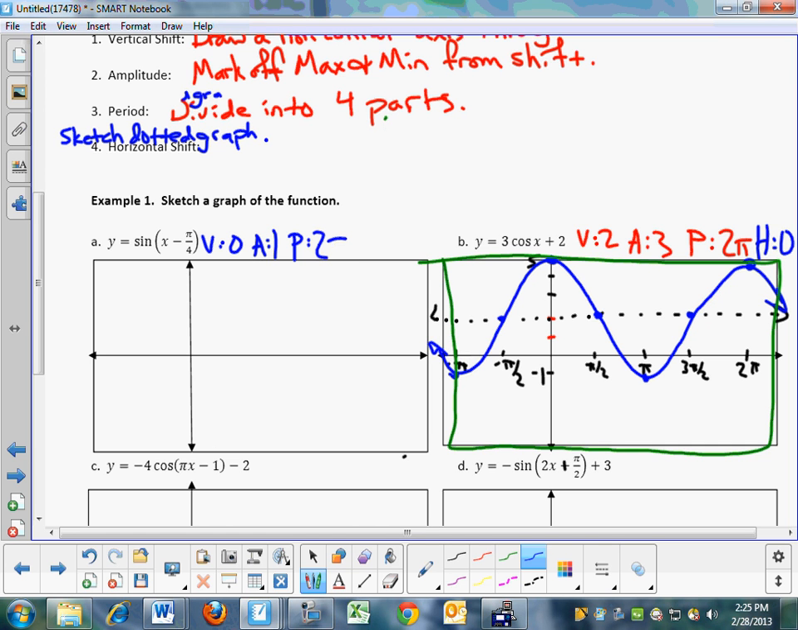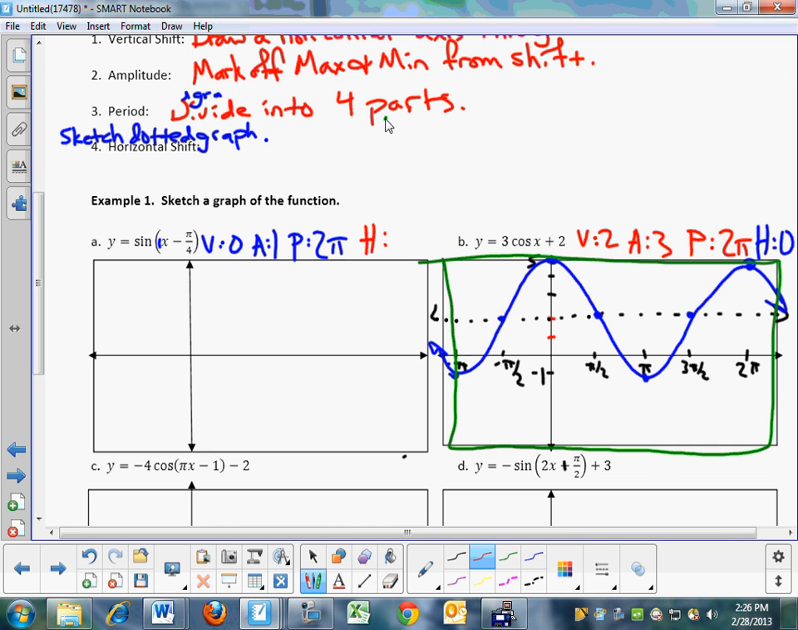2 pi. Now this is where people made mistakes second hour. It's the 1 in front of here that you're using for 2 pi divided by b. It's not the pi over 4. That's your c value. Okay, so I got through 3 steps, so I should sketch the graph before I do the horizontal shift.